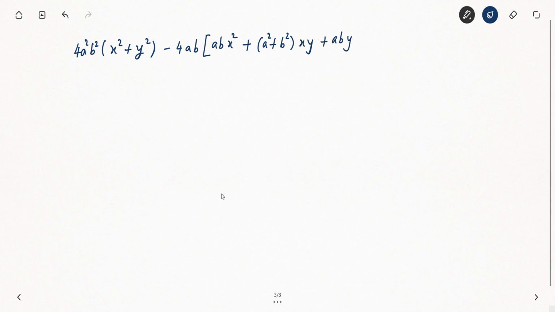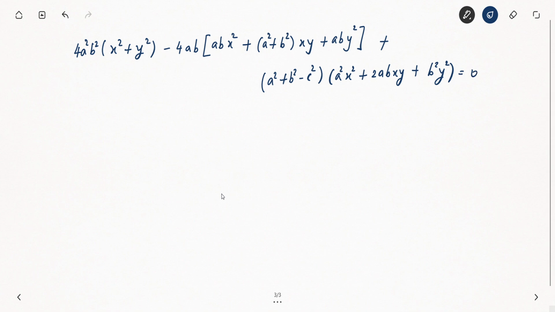So if I simplify it, I will be getting 4a square b square into x square plus y square, minus 4ab into x square plus a square plus b square xy plus ab y square. Okay, this is the middle term. And now the last term is a square plus b square minus c square into a square x square plus 2ab xy plus b square y square is equal to 0.